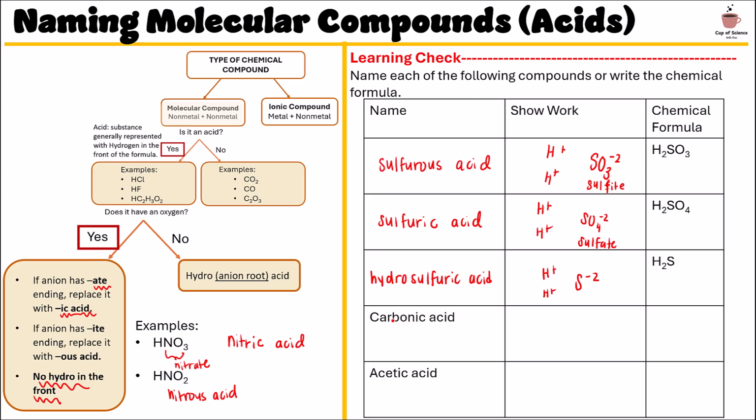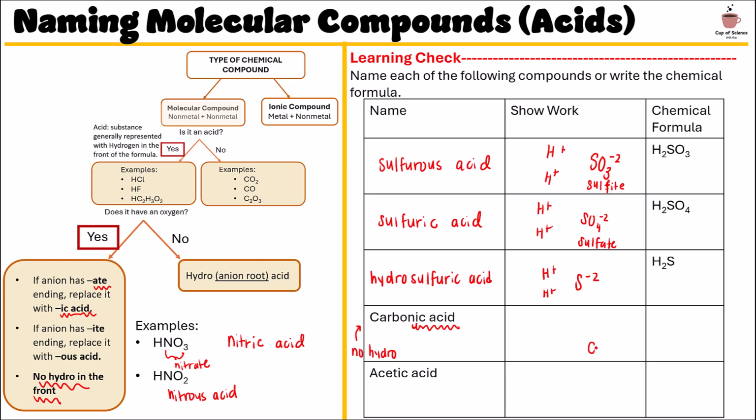Carbonic acid. Ic acid. So there's a few clues here. There's an ic acid and there's no hydro in the front. Well, that means that we're working with something with an oxygen present. So ic lets me know that it's an ate ending. So that's a carbonate.